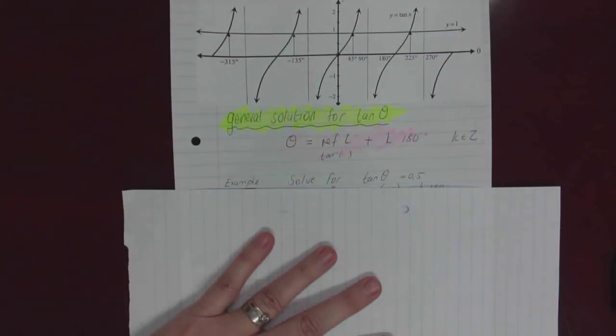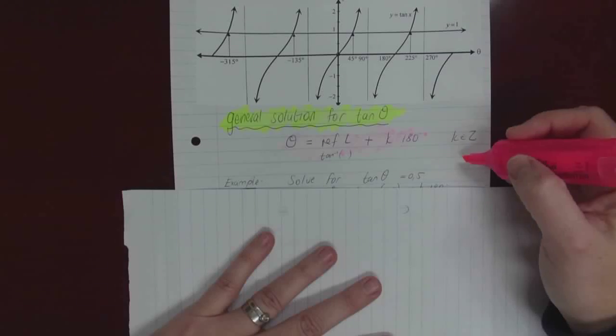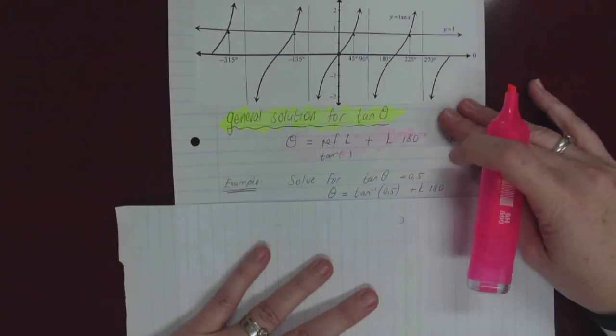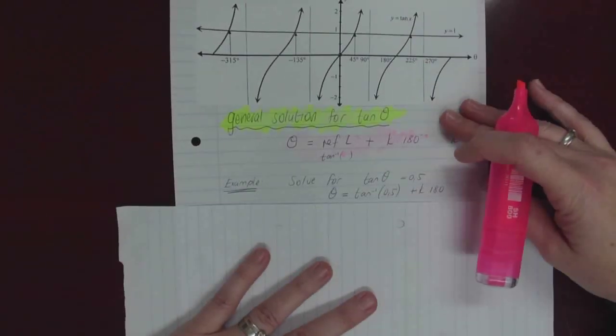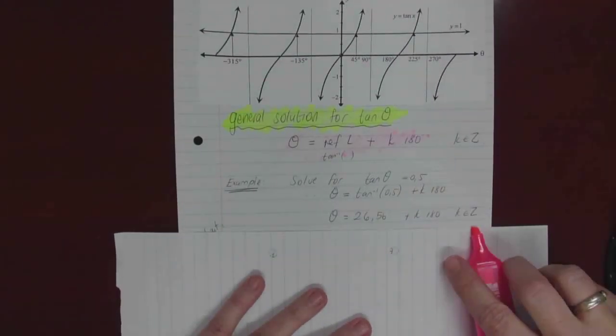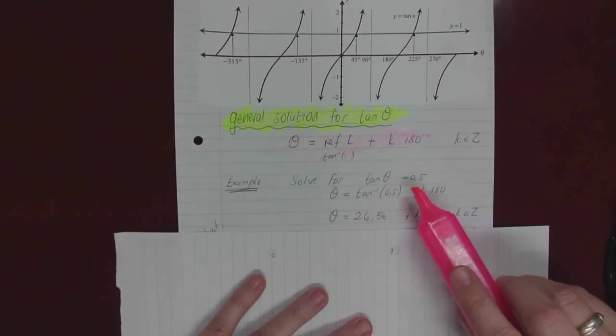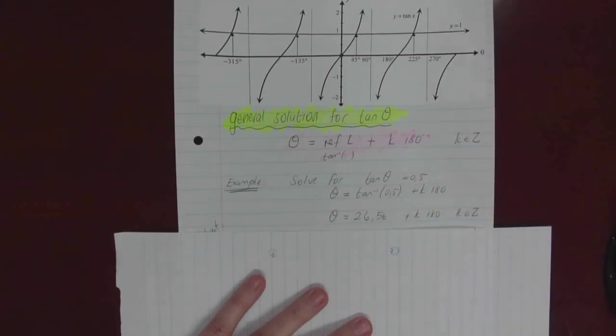All right, so if I give you an example, I will say to you, solve for tan theta equals 0,5. Because we're busy with equations, tan will go over and become tan to the negative 1 power, and then I will have to add k times 180, and I need to write down k is an element of the integers. If I punch in shift tan 0,5, I get 26,56.